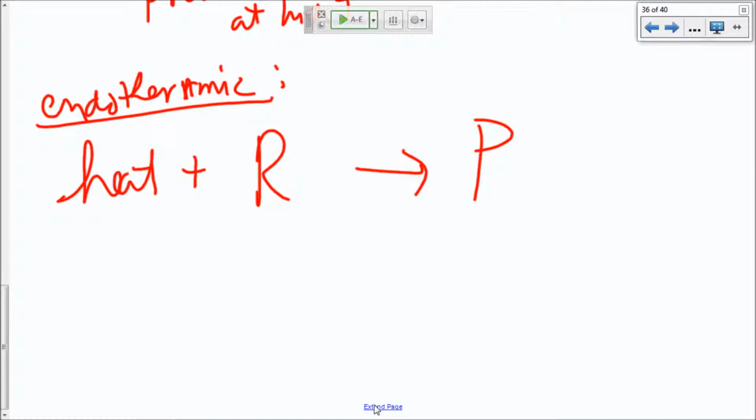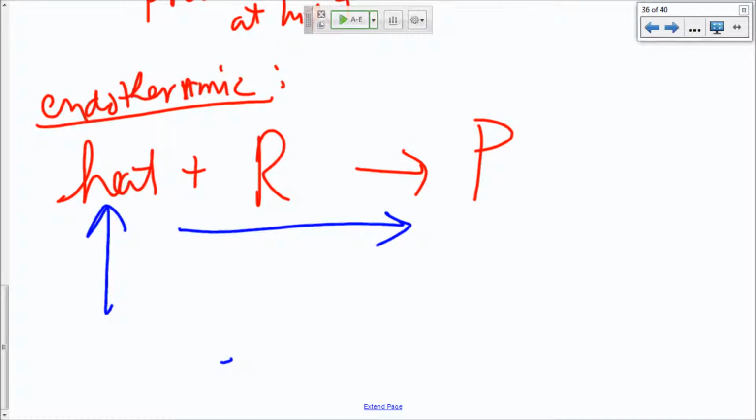Okay? So, what if I were to raise the temperature of my reaction mixture? What am I essentially doing? I'm putting in more heat, right? So which way will the reaction try to shift? The opposite of adding heat is removing heat, so the reaction shifts to the right. So that favors the endothermic reaction. Okay?